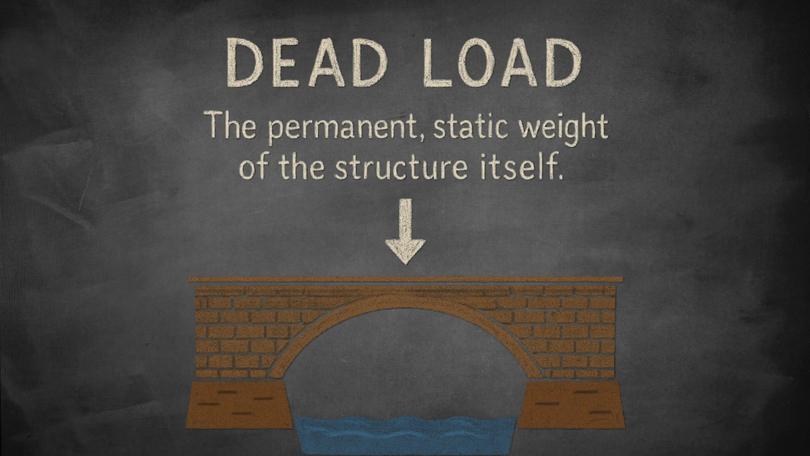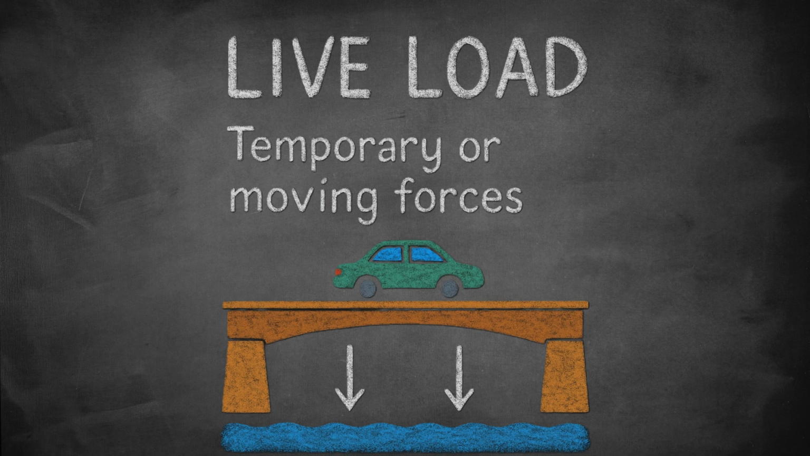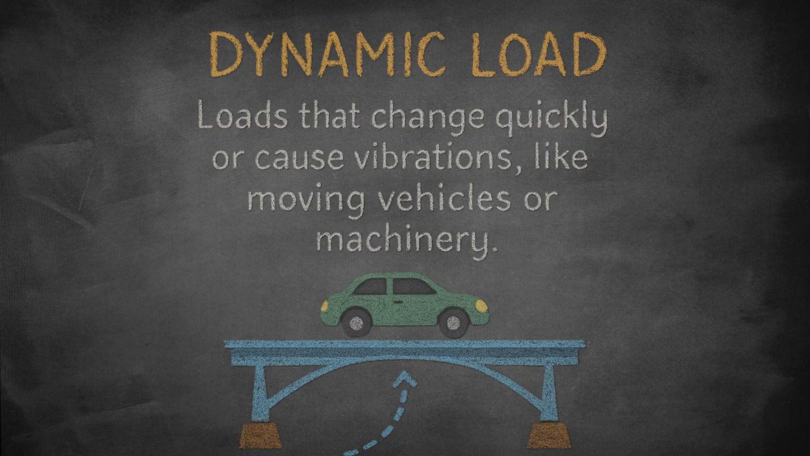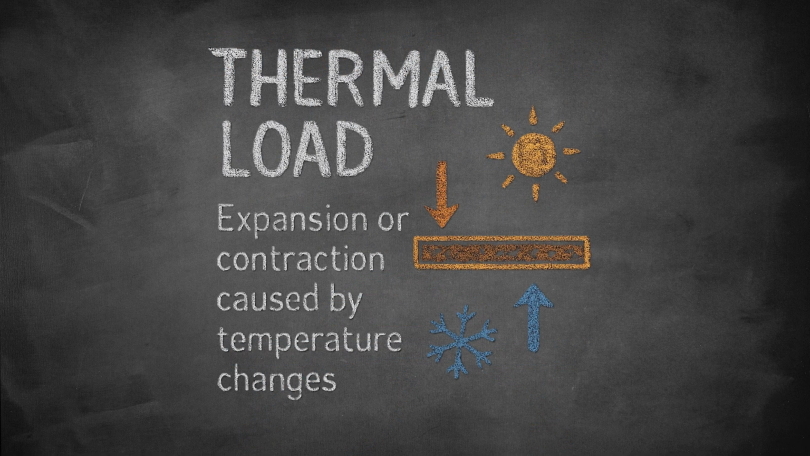Dead load: the permanent, static weight of the structure itself, such as the bridge deck, beams, cables, etc. Live load: temporary or moving forces like cars, people, or wind gusts. Dynamic load: loads that change quickly or cause vibrations, like moving vehicles or machinery. Thermal load: expansion or contraction caused by temperature changes.